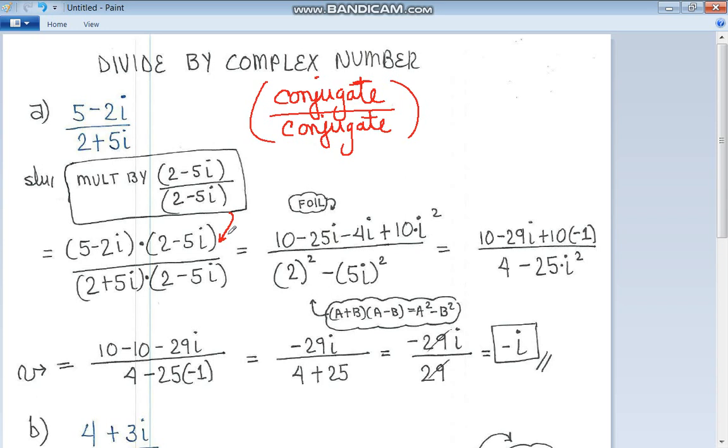Now on the top we have to FOIL. First times first, outer times outer, inner times inner, last times last. Ooh, be very careful with that guy. That i squared is -1, don't forget.